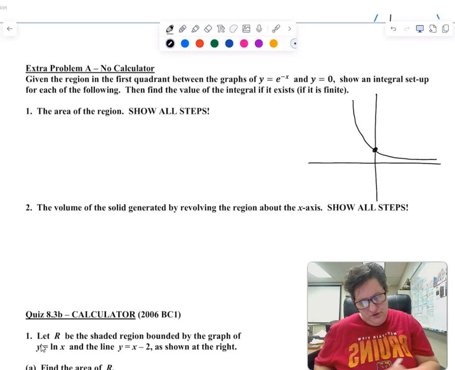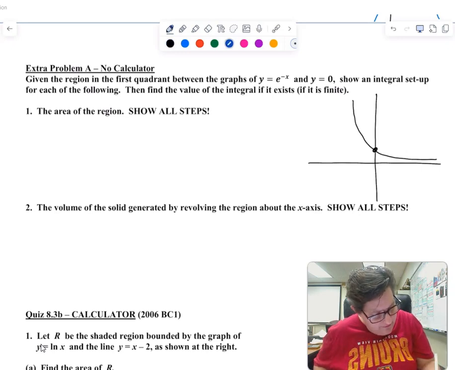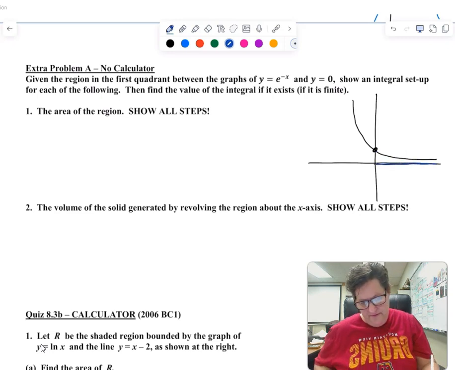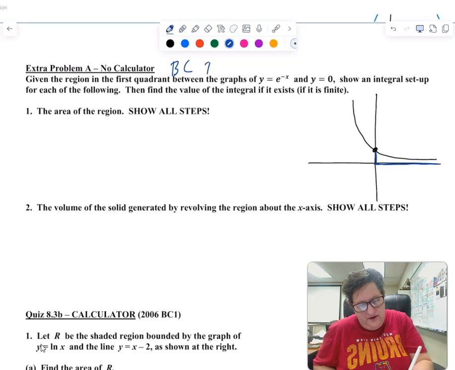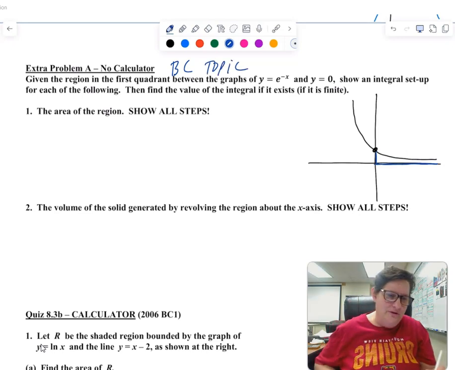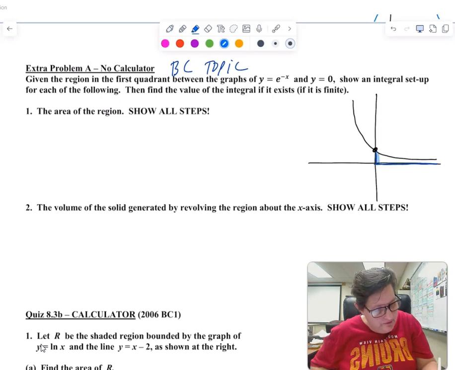Okay. Show an integral set up for each of the following. Okay. So it's given the region in the first quadrant between the graphs of that and y equals 0. So first quadrant would be all of this right here. Area of the region. Okay, my friends, this is a BC topic. I will show it to you very, very quickly, but this is actually a BC only topic, I think. Maybe I'm wrong. I don't know.